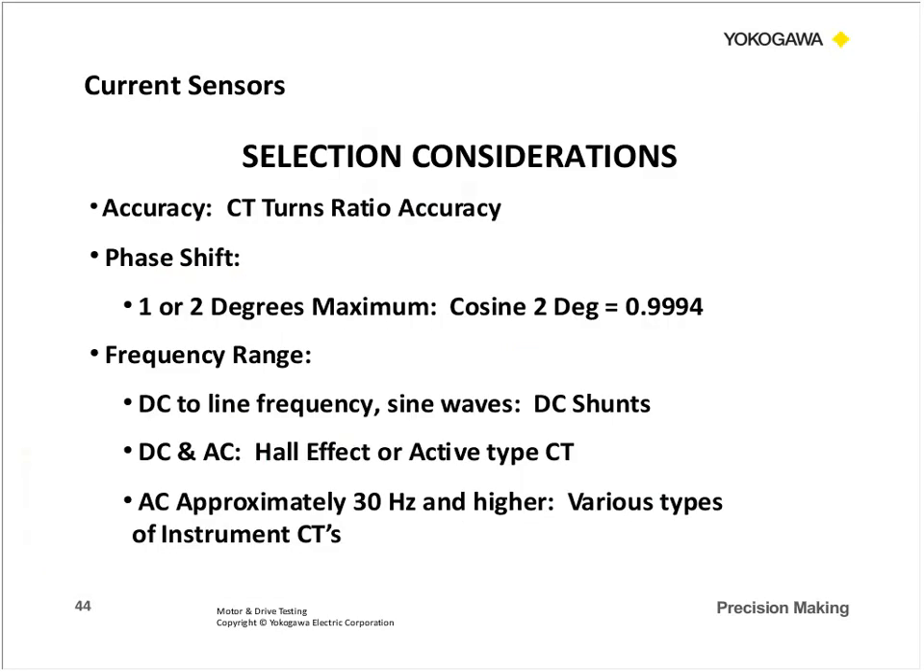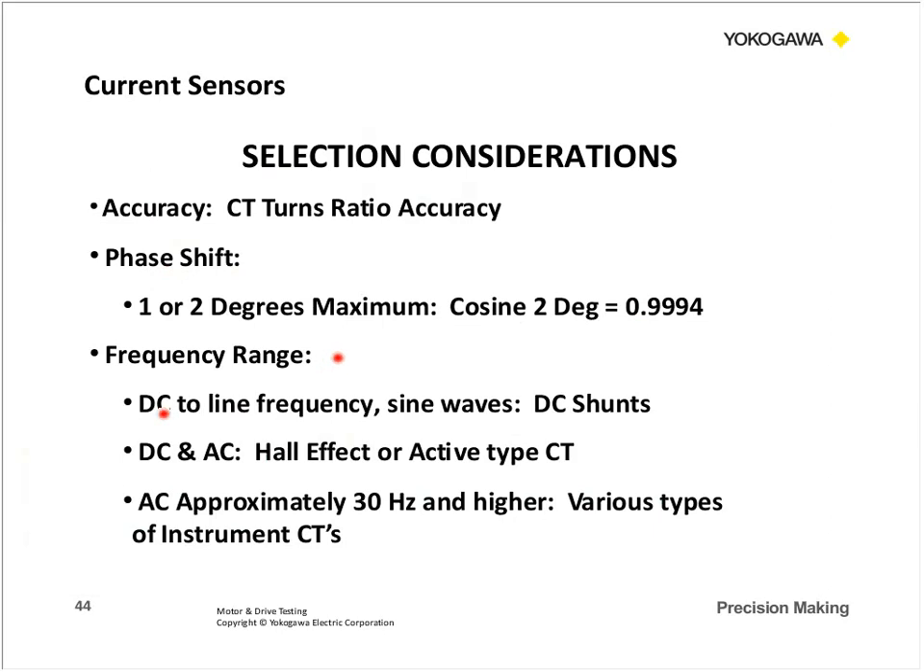When you're selecting a current transformer, if you're looking at the accuracy, typically the spec is the CT turns ratio accuracy. You've got to look at phase shift. We're dealing with power, and phase shift can be a function of the power factor. So how much phase shift can you tolerate? It's kind of up to your design and your measurement. One or 2 degrees, say the cosine of 2 degrees is 0.9994. Will that keep you in your accuracy range? We'll have to look at it and see. Of course, we've got to consider the frequency range, especially when we're dealing with the drives.